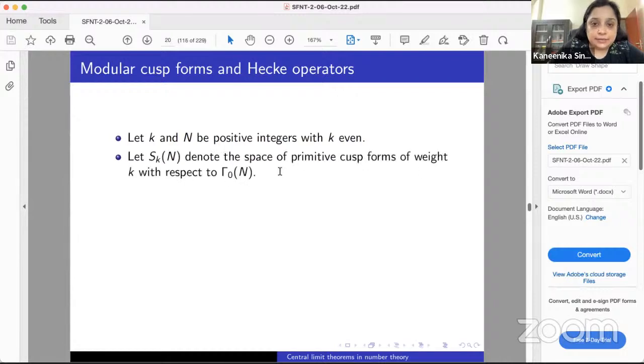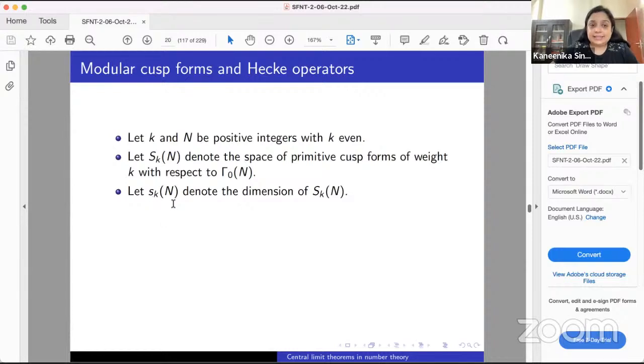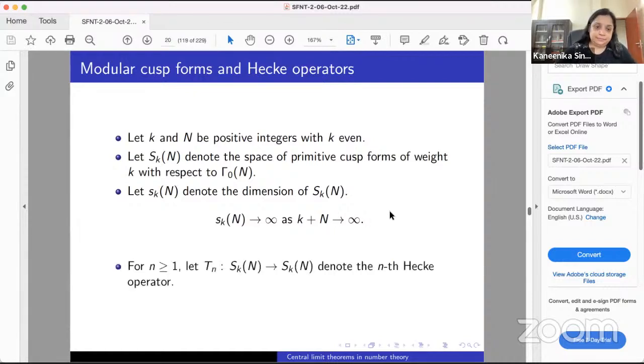Let S sub k of n denote the space of primitive cusp forms of weight k with respect to gamma naught of n, and let little s sub k of n denote the dimension of this space. These are finite dimensional vector spaces over the field of complex numbers, and we know dimension formulas for these. We also know that these dimensions grow to infinity if either the weight k or the level n or both go to infinity.